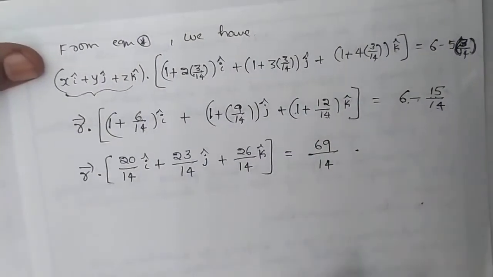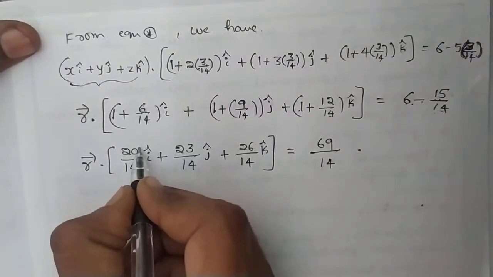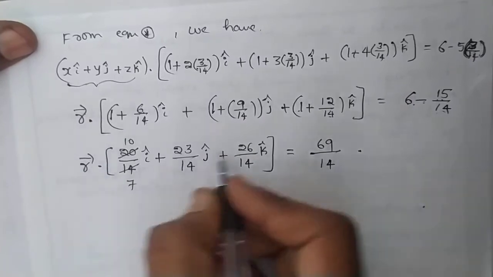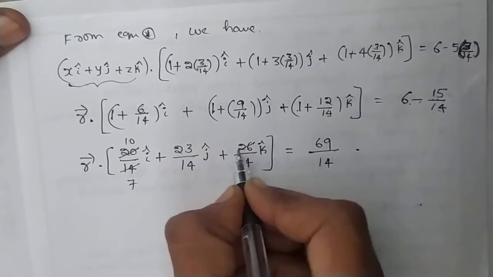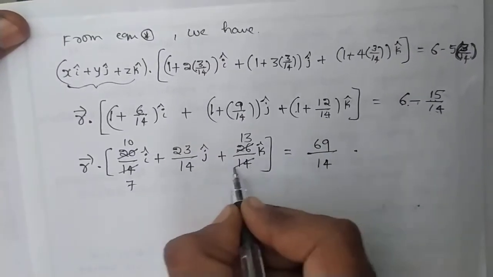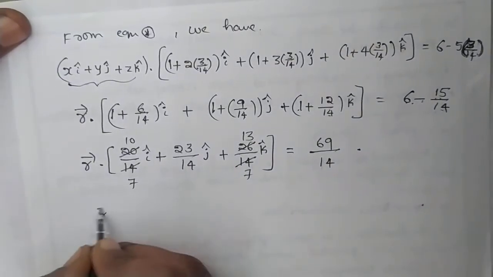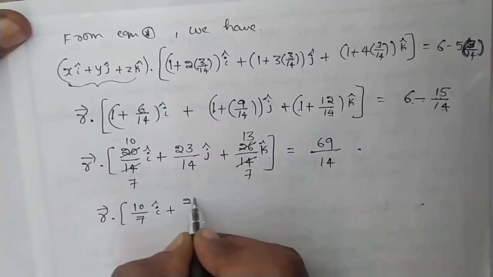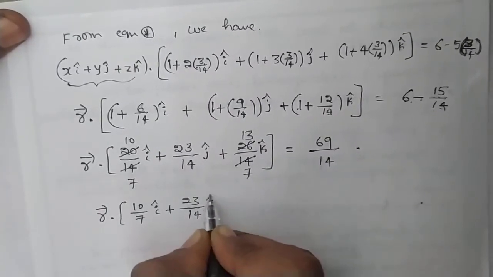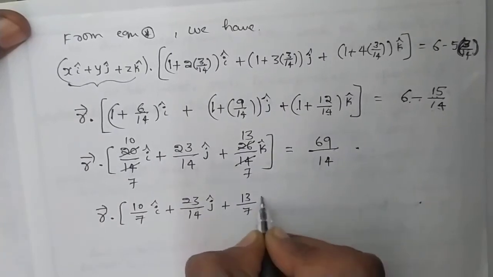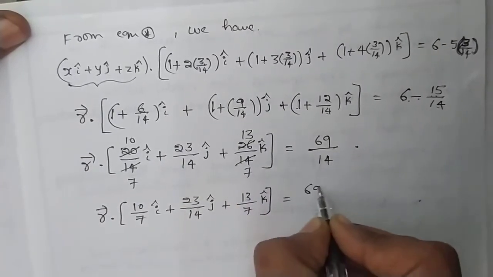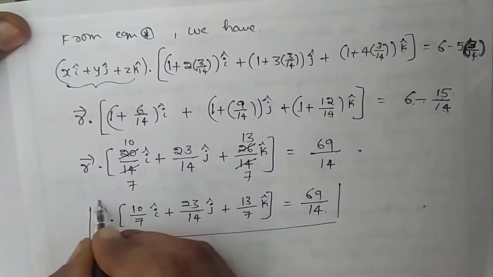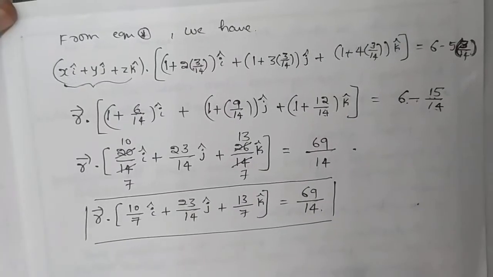If you want to simplify further, you can simplify by cancelling. 20 by 14: 2 tens are 20, 2 sevens are 14, and 2 13s are 26, 2 sevens are 14. So r vector dot 10 by 7 i cap plus 23 by 14 j cap plus 13 by 7 k cap equals 69 divided by 14. Hence it is the required equation of a plane in vector form.